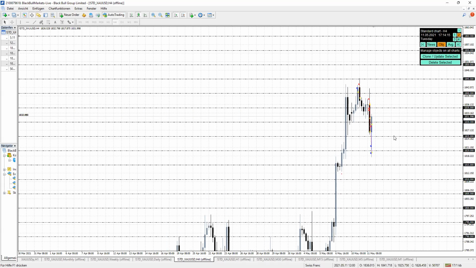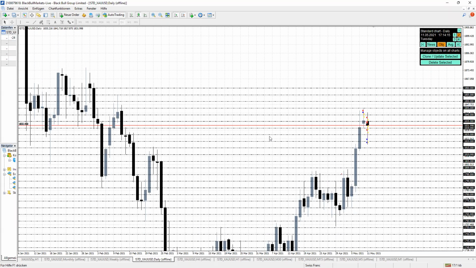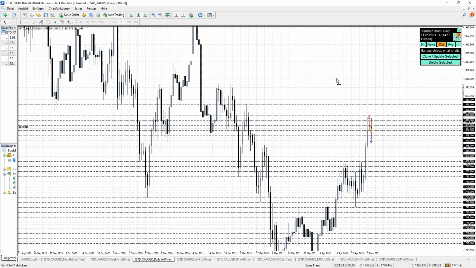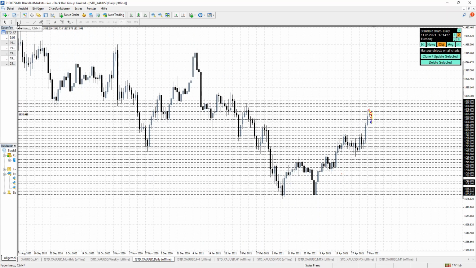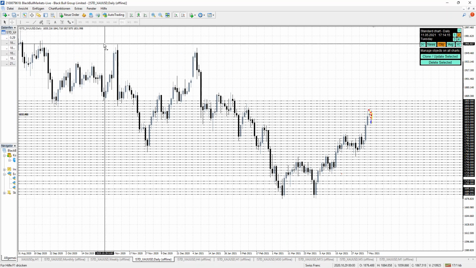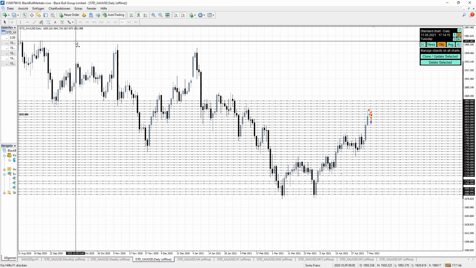And the thing with the round numbers is that the big boys, they like the round numbers. If we go into the daily and zoom out a little bit, look at the rejections. Where do the rejections most of the time happen? At round numbers, like 1960, for example, in this area. It's not every time exactly 1960 or 1950, but most of the time it's like that, and they like those round numbers.